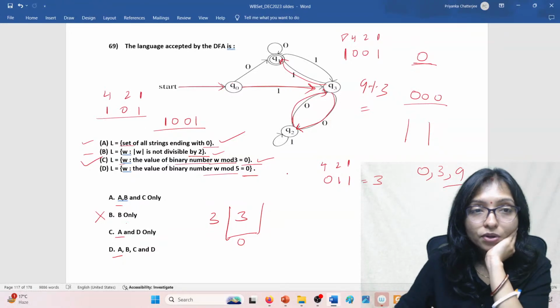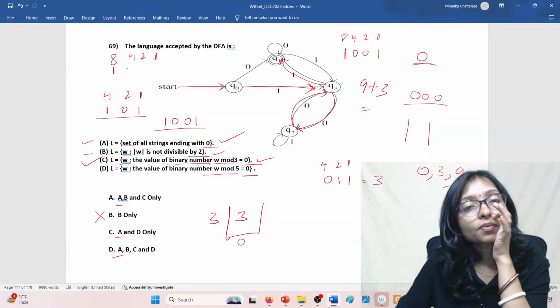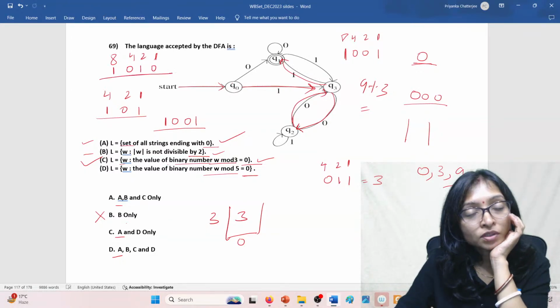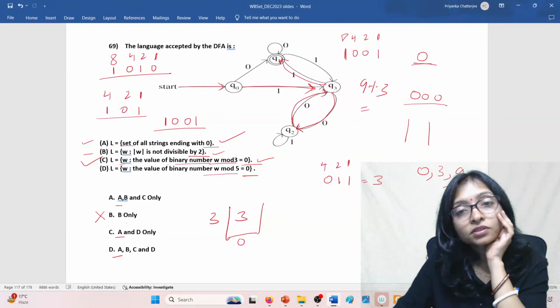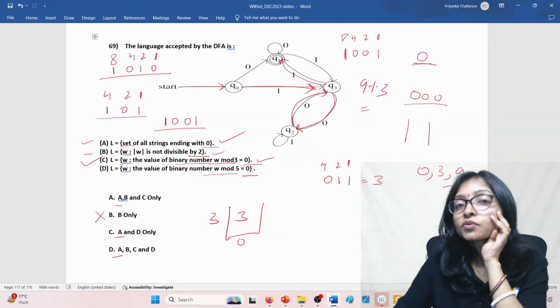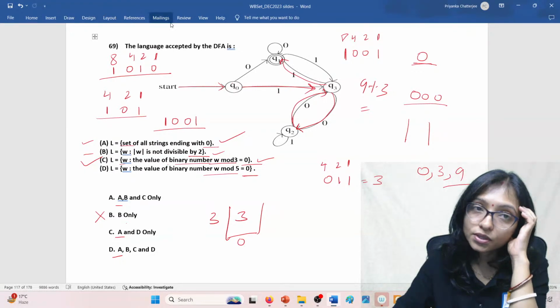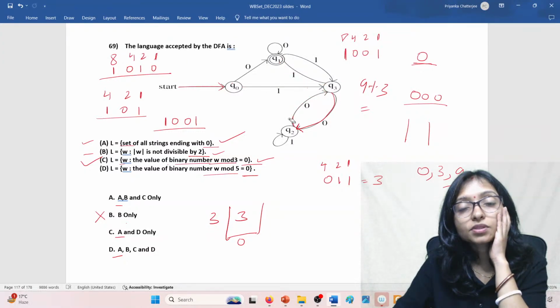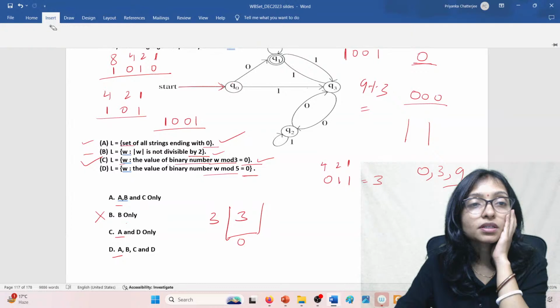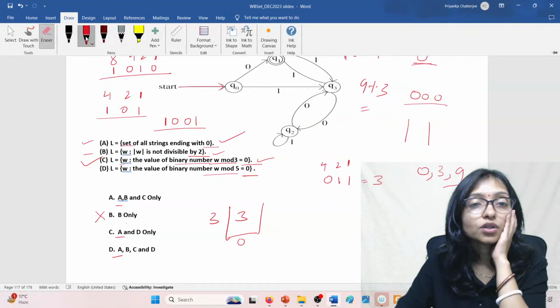If I am thinking about 10 also, 1, 2, 4, 8. 10 means 1, 0, 1, 0. Is it accepted? Yes, 1, 0, 1, 0 will be accepted, but 1, 0, 1 is not accepted. So if 1 is not accepted, then we can't do another.